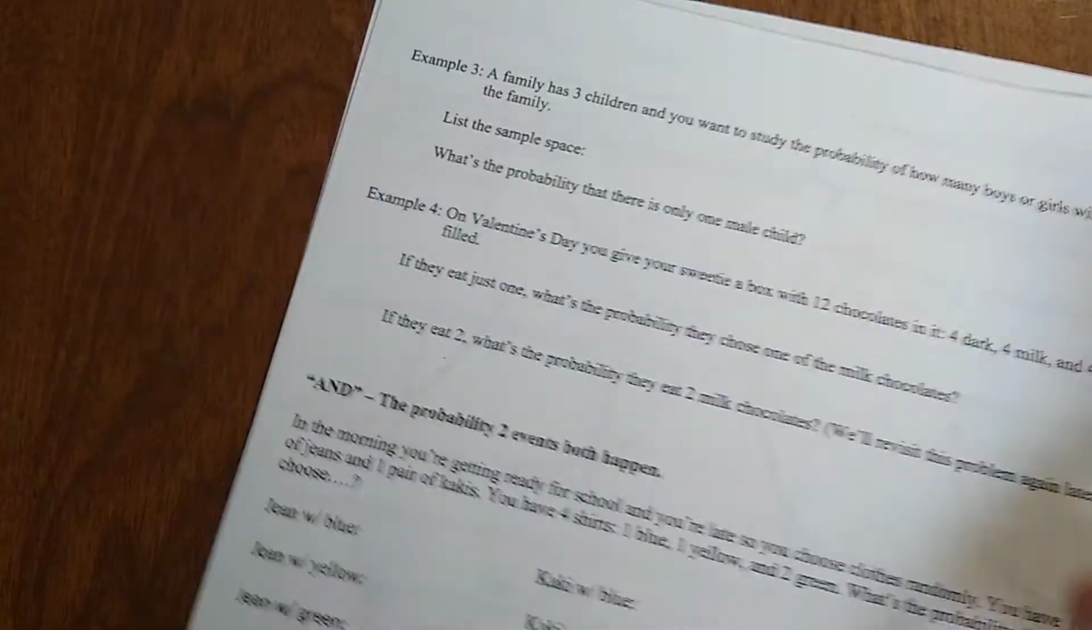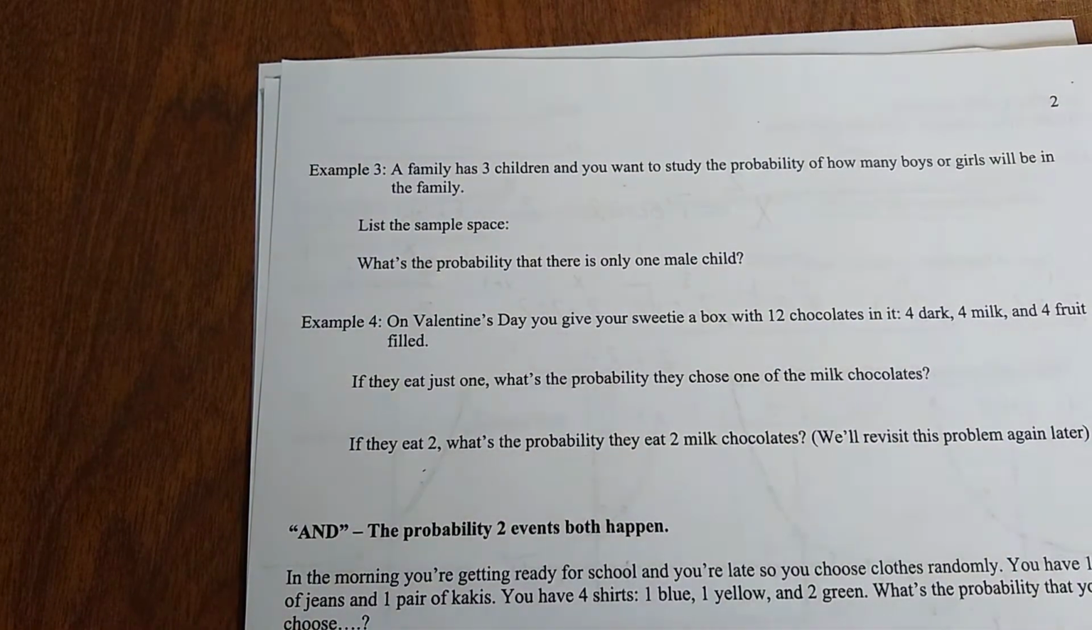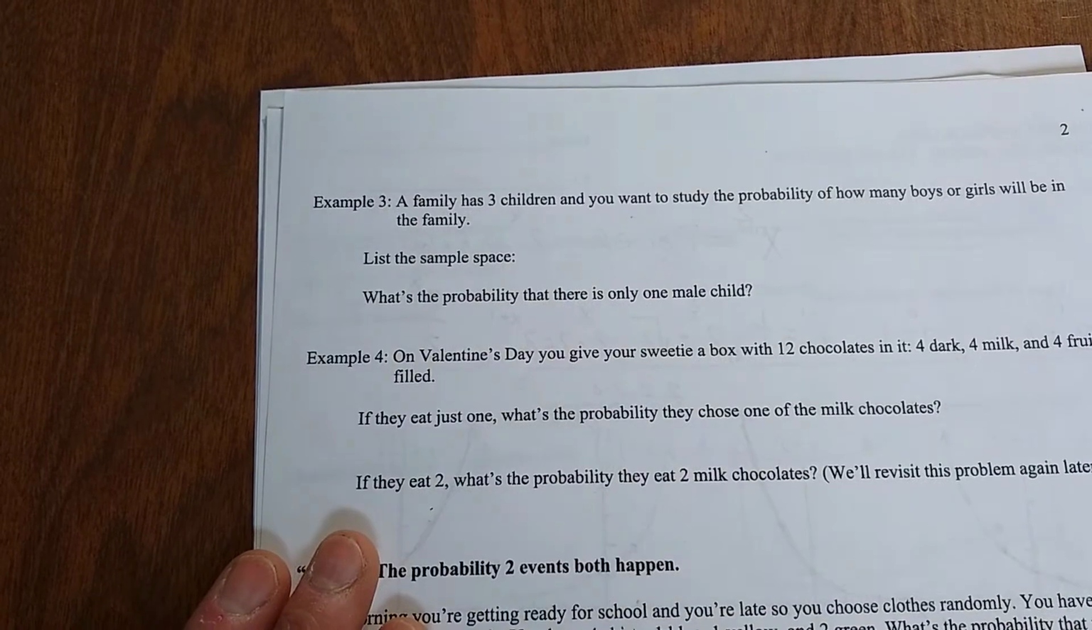All right, a family has 3 children, and you want to study the probability of how many boys or girls will be in the family. So list the sample space. Go ahead, take a second, pause it, see what you get.